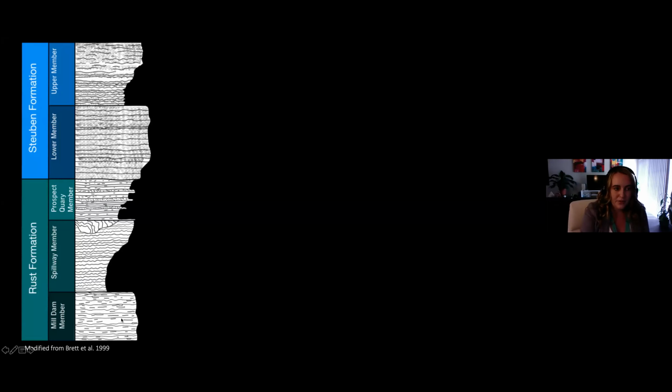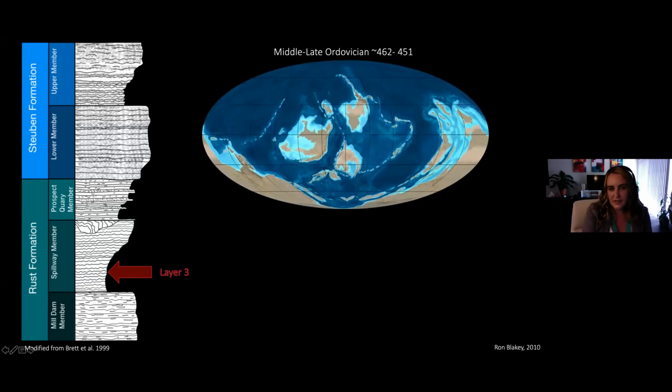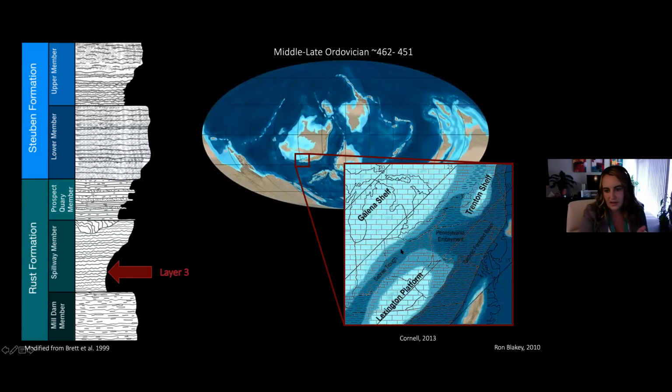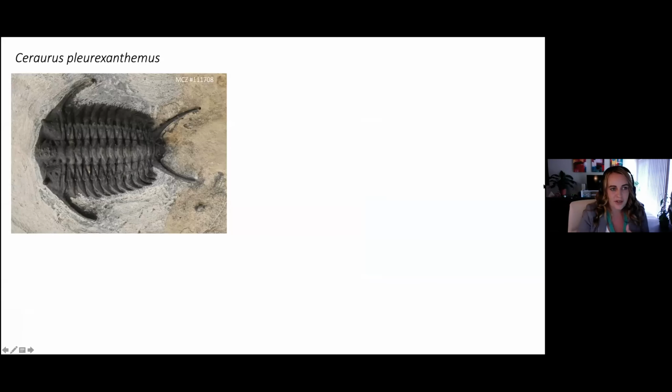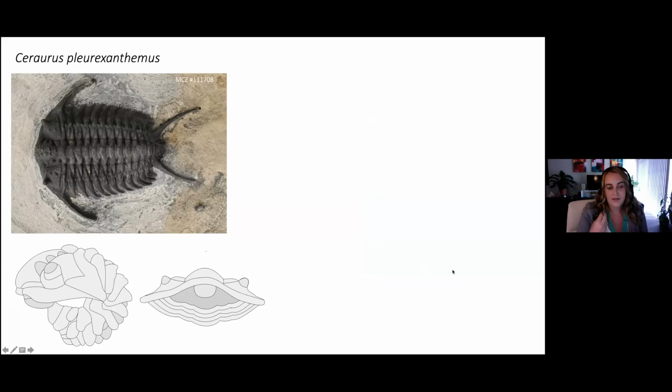In the quarry, there are two formations exposed, the Rust Formation and the Steuben, and the specimens I'll be showing today are from layer 3 of the spillway member of the Rust Formation. These layers were deposited in the Mohawkian series as turbidites would come off of the Trenton Shelf and deposit in the slightly deeper water. The most common trilobite in this layer is Ceararis plurhexanthemus, which is a chirurid. The turbidites, or turbidity flows, would disturb the trilobites, prompting them to enroll for protection, and they would then be entombed within the layer in various degrees of enrollment.